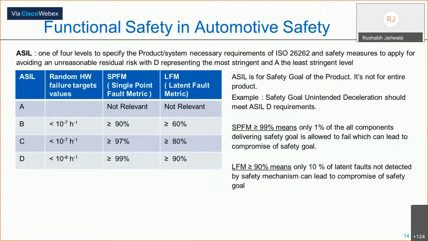But in reality, where it helps is that the OEM can clearly communicate to the supplier that I want this particular component to be ASIL A, B, C, or D. And after that, there is a standard in which it is clearly written how to design the system, what kind of failures can be allowed, and these SPF and LPF metrics that need to be followed, and so on.